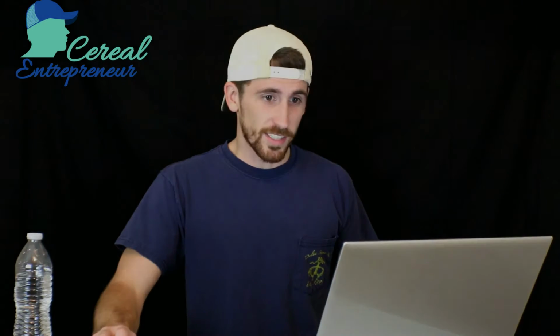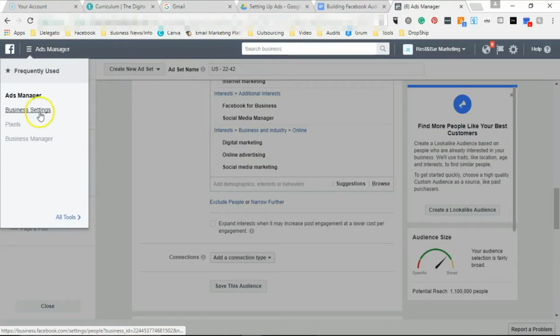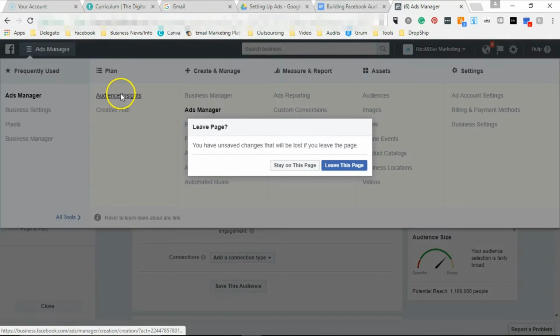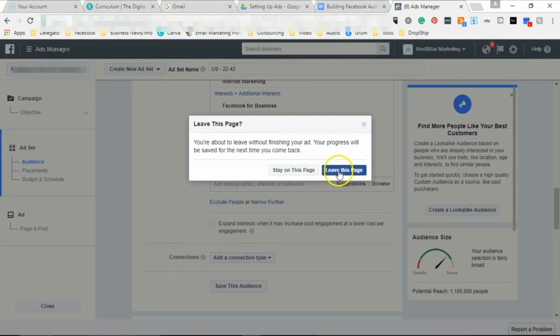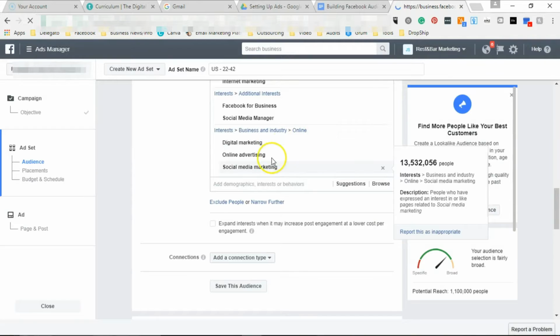So let's just go ahead and jump right into using Audience Insights. You're going to come to Facebook Business Manager. Once you're logged in, you're just going to click over here and click Audience Insights. And this is the ad we're going to build later.